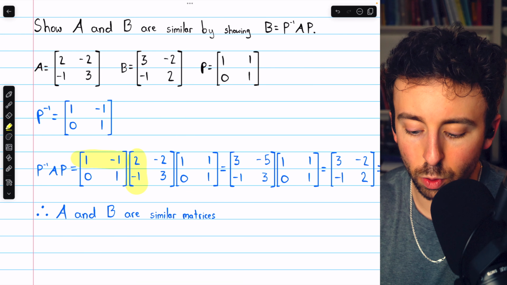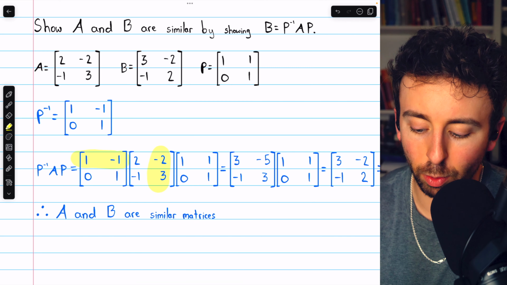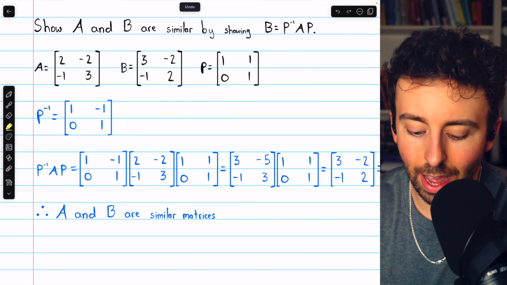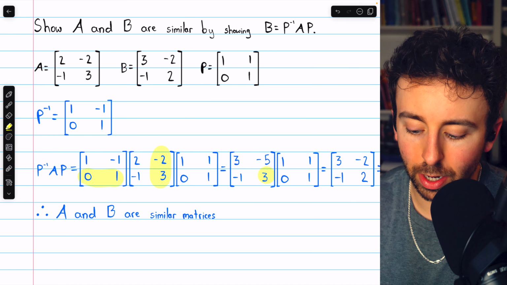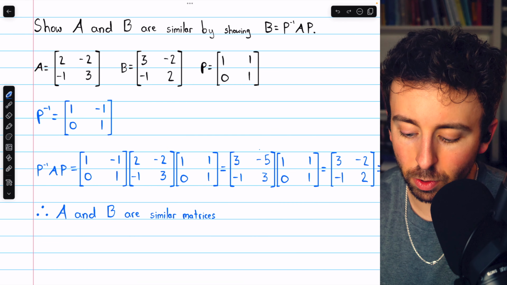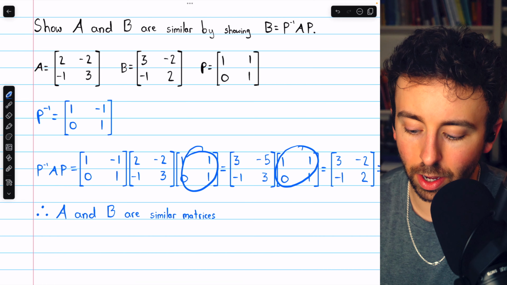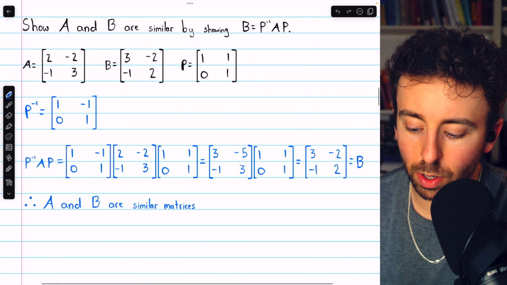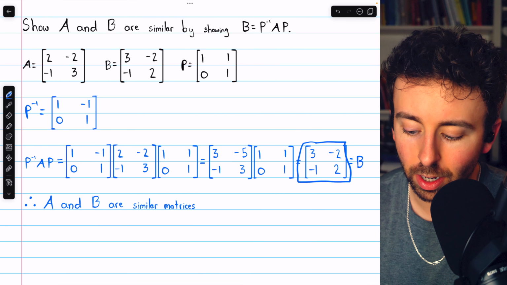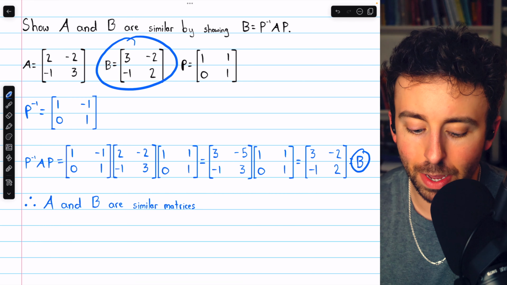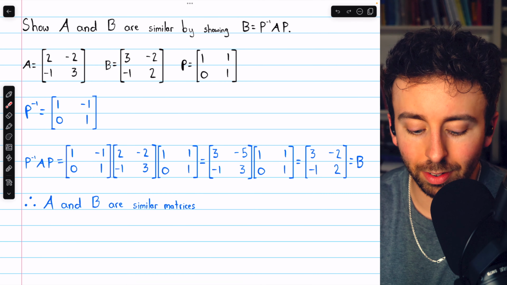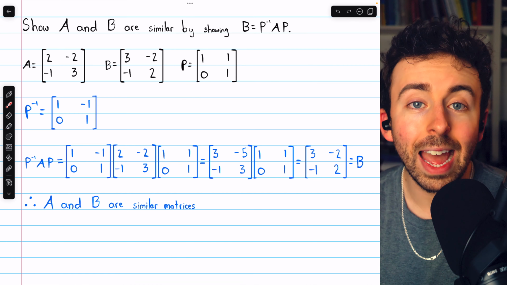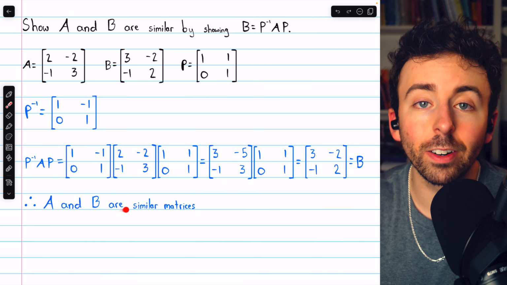Then we would have 2 plus 1, giving us 3. Then we would have negative 2 minus 3, giving us negative 5. Then we would have negative 1, seen there. Then we would have positive 3, seen there. So now we have this matrix multiplied by P on the end. If you do that multiplication, you can verify we get this matrix here, which is precisely the matrix B. So we see that there is a matrix P, so that P inverse AP equals B. Hence, by definition, A and B are similar matrices.